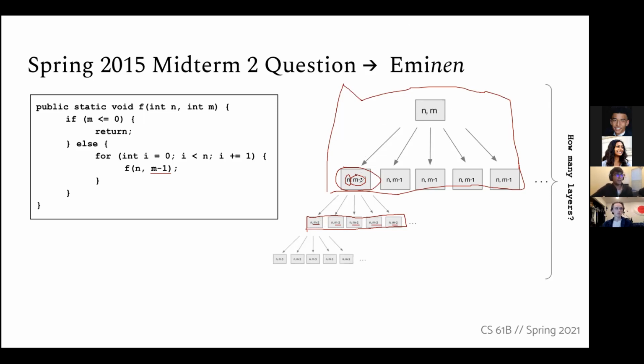Each time, a node will have n children, and each of its children will have the value m minus 1. So if this node has n children, then this node is also going to have n children, and this node is also going to have n children, and so on. So that's the first thing that we can notice. Let me see in the chat.